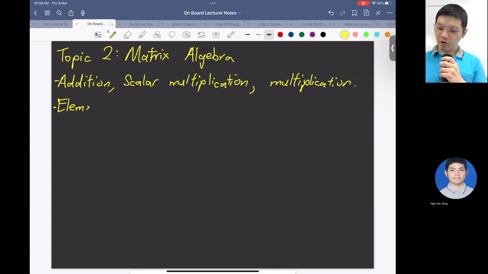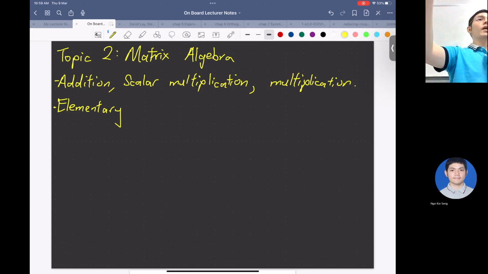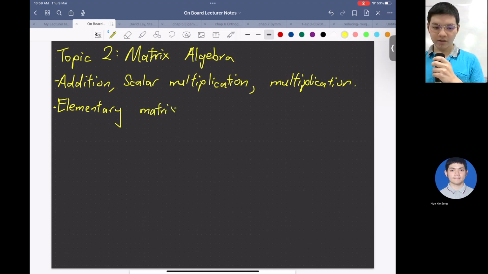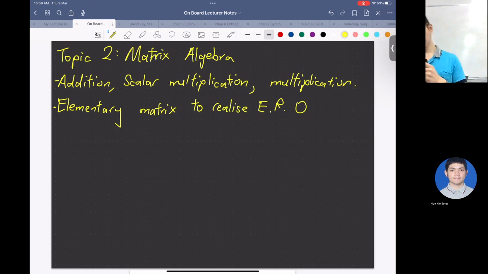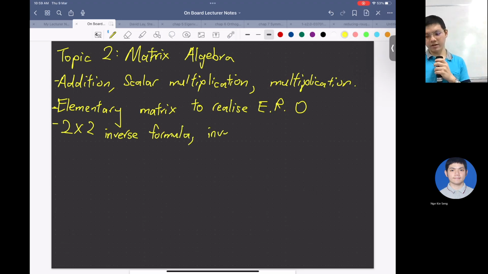Okay, so now we go up a level. Just now you only know how to do row operation, but actually row operation is a matrix multiplication. So we go up another level: the elementary matrix to realize elementary row operation. And then we learn how to find inverse, the 2 by 2 inverse formula. Invertibility.